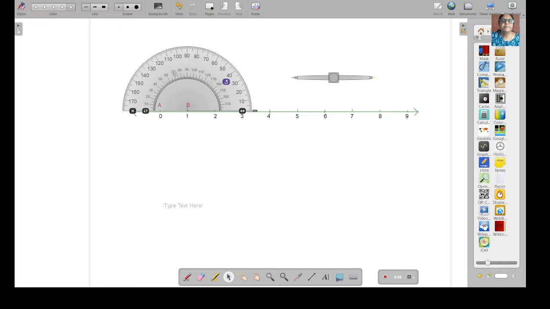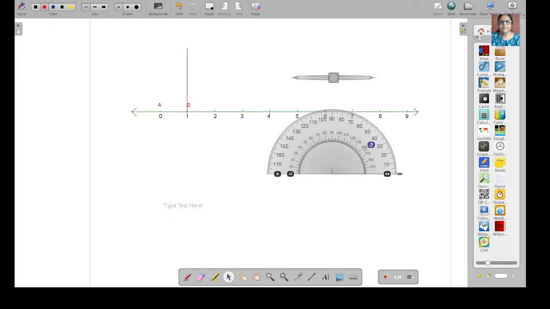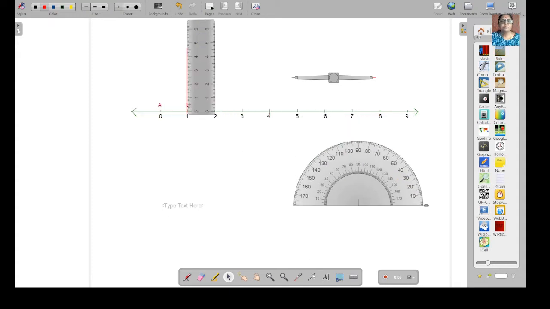Then draw a line from 90° to B. Okay. Now mark 1 centimeter on that line. First you have to draw a perpendicular line from B to AB. So now mark 1 unit on that line.